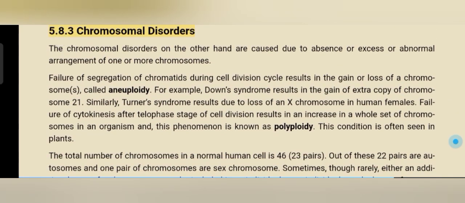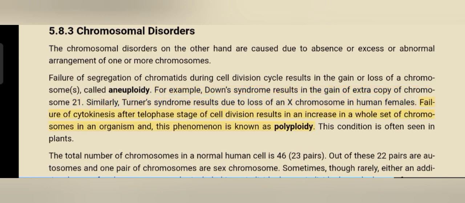5.8.3 Chromosomal disorders. The chromosomal disorders, on the other hand, are caused due to absence or excess or abnormal arrangement of one or more chromosomes. Failure of segregation of chromatids during cell division cycle results in the gain or loss of a chromosome, called aneuploidy. For example, Down syndrome results in the gain of an extra copy of chromosome 21. Similarly, Turner's syndrome results due to loss of an X chromosome in human females.